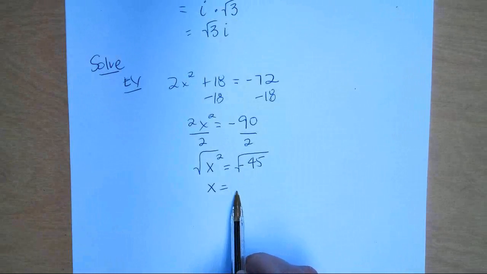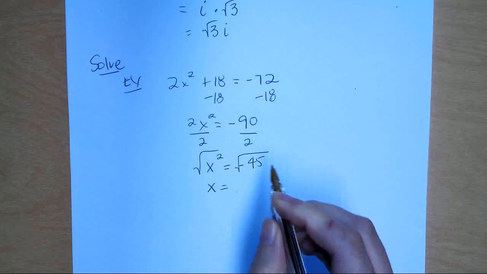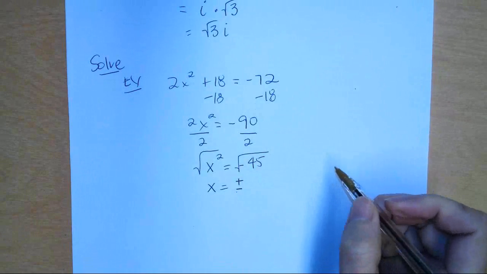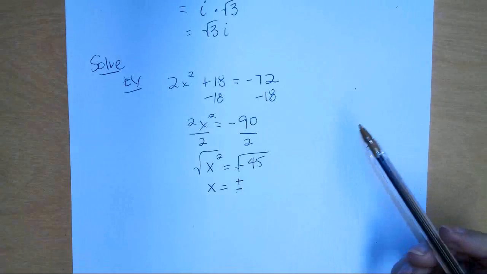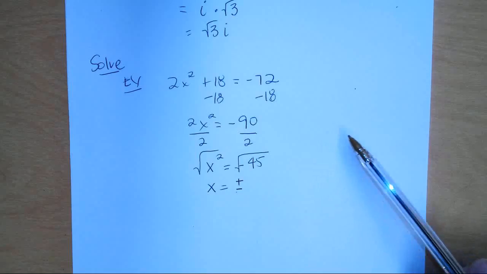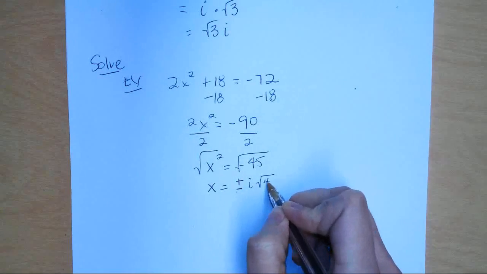What goes right here? Negative 1. Yes, plus or minus. Okay, we also know, like you all said, since this is the square root of something negative, we're going to pull out an i, right? So I have plus or minus i times the square root of 45.